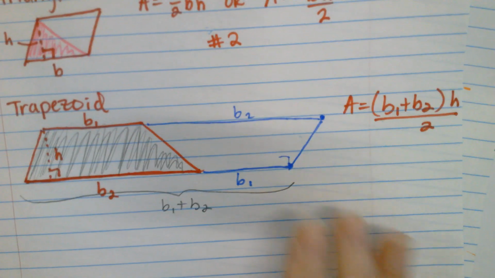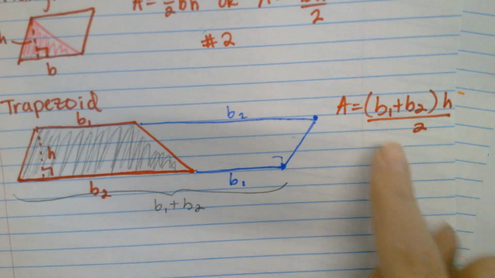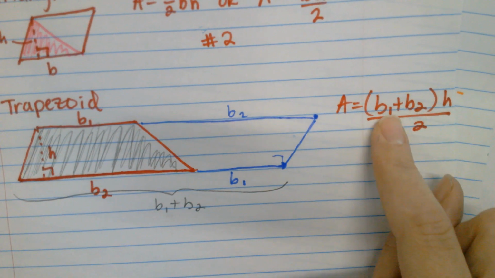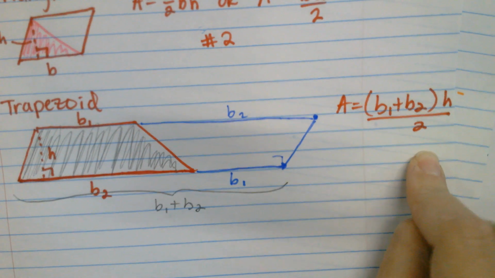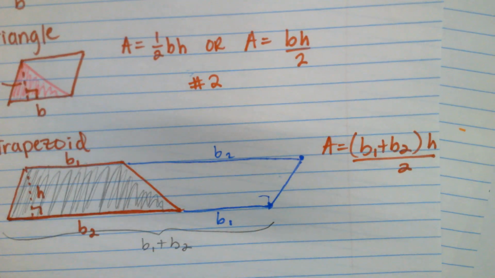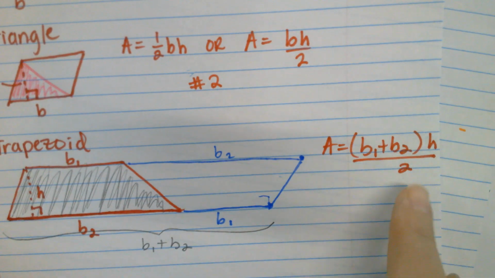Yeah, so the goal was to discover this formula. It's the parallelogram formula, adding the 2 bases, but then dividing it by 2. Just like the triangle formula is the parallelogram formula divided by 2. Okay, so it's just to discover the formula.